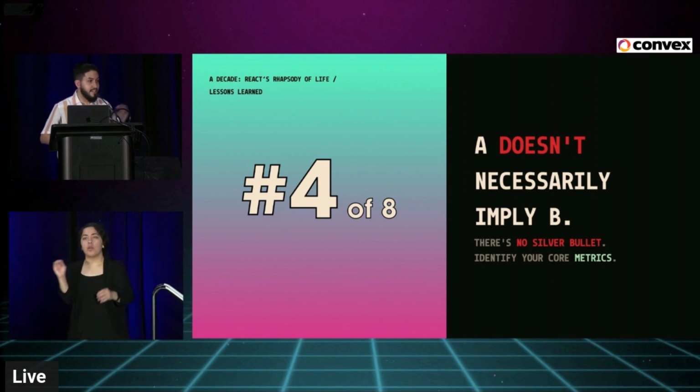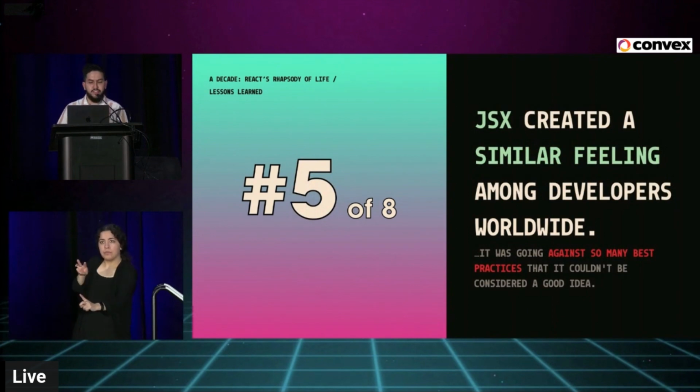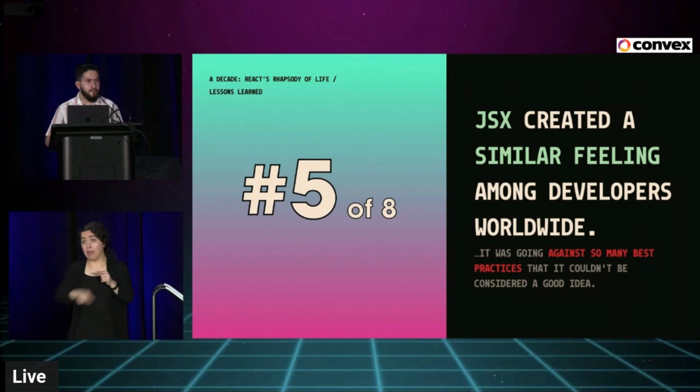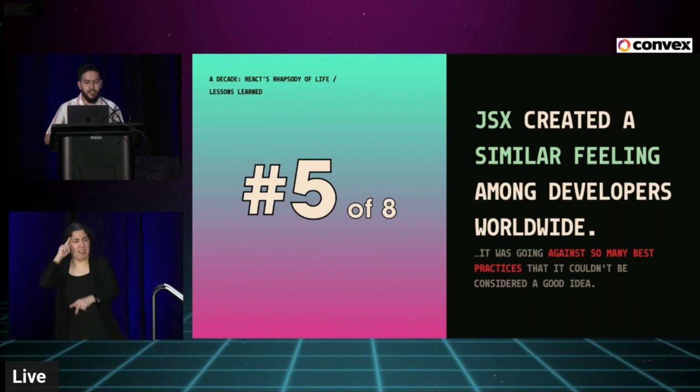And as Kent said, let's identify the core metrics that are important to our apps, to our sites. Also, whenever we have these cycles where it really feels like diverging paths, remember that JSX also created a similar split amongst developers worldwide. So at the time, it was going against so many best practices that a lot of people thought it would never be considered a good idea. And yet, here we are.